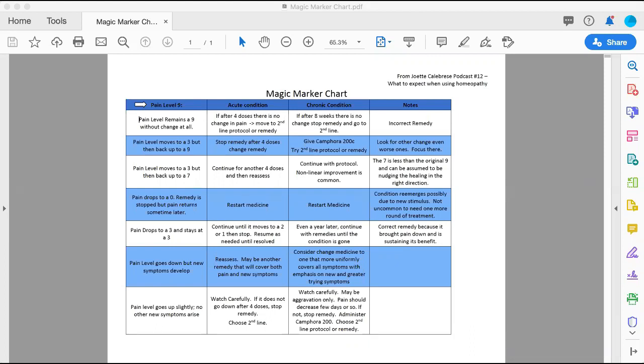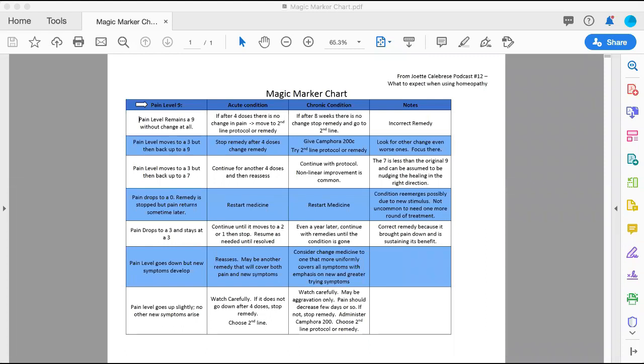So when you're dealing with an acute or a chronic condition, you want to rate the level of your pain or the condition that you're dealing with, whether it's cough, cold, flu, diarrhea, vomiting, UTI, headache, whatever the thing is that you're dealing with, you want to rate it in the beginning from a 1 to a 10. So 1 is very mild, 10 is very severe, and you want to keep copious notes while you're dealing with this thing. And in this magic marker chart, we are using pain as the example.